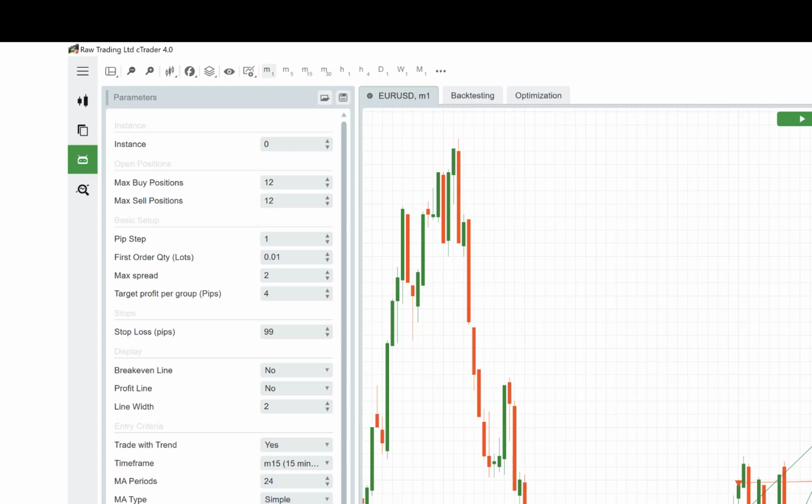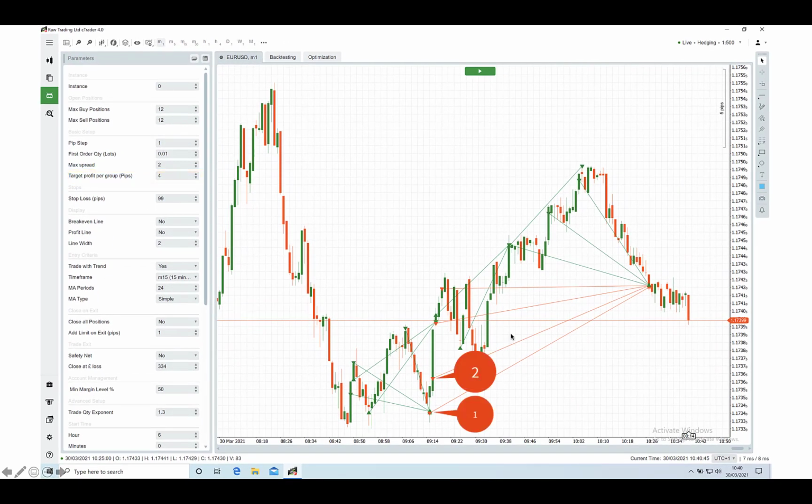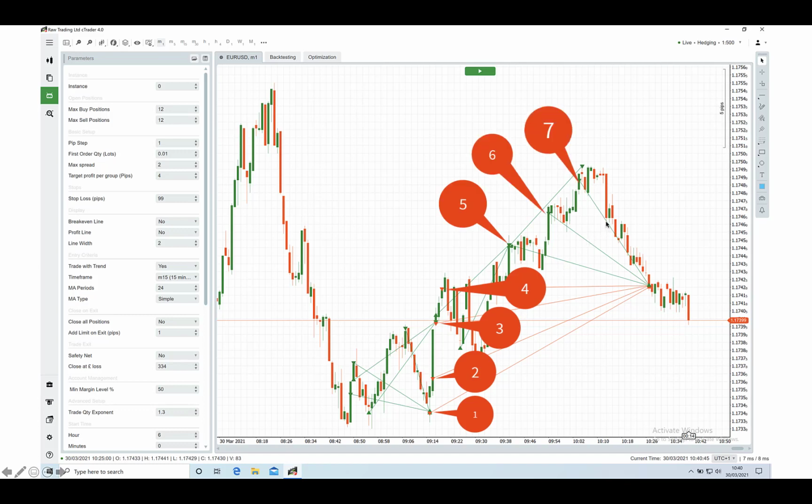Last but not least, we have the target profit per group. And this is used to calculate the profit for the group as a whole. So as you can see with our group of trades here, our short trades that we've taken as the price has been moving up, you can see our price has only moved down to here, and it's hit our group profit for all of these 7 open trades. So let's have a look and see how that's calculated.